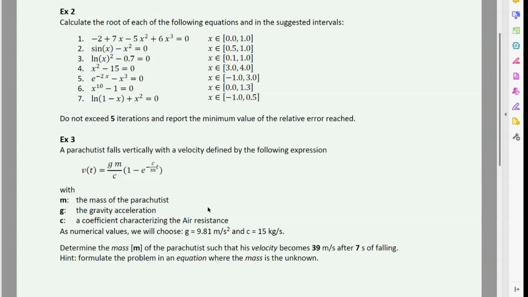What is the question? Determine the mass m of the parachutist such that his velocity becomes 39 meter per second after 7 seconds of falling. And I give you a hint. Formulate the problem in an equation where the mass is the unknown. So now let's come back. You can make a pause, read it carefully, and then follow me.